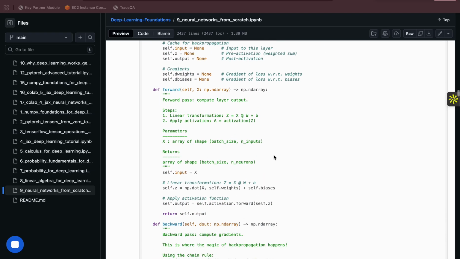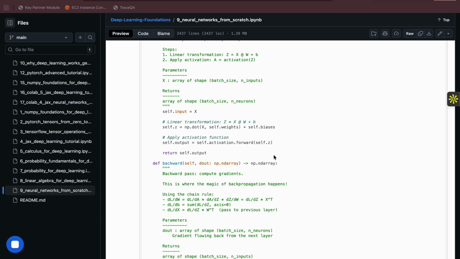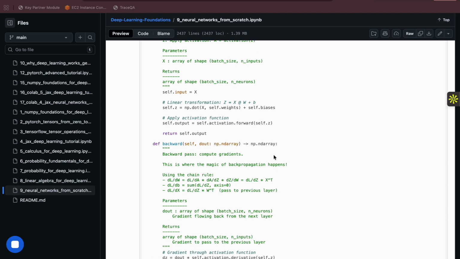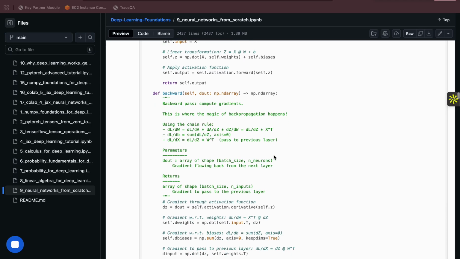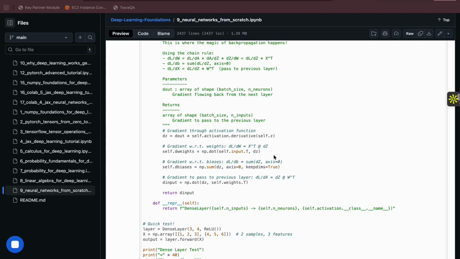Next, we implement a dense layer class with He weight initialization, forward pass, matrix multiply, and backward propagation. So the output shows a layer with 3 inputs producing 4 outputs.